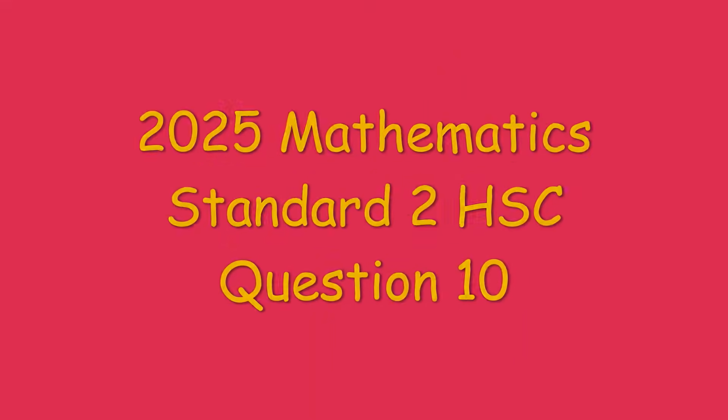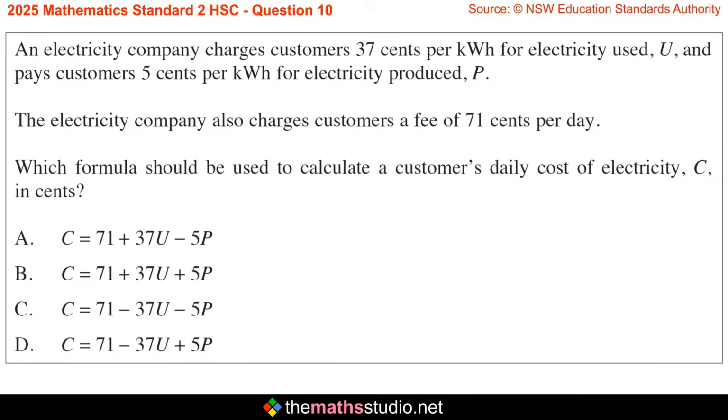Question 10. An electricity company charges customers 37 cents per kilowatt hour for electricity used, U, and pays customers 5 cents per kilowatt hour for electricity produced, P. The electricity company also charges customers a fee of 71 cents per day. Which formula should be used to calculate a customer's daily cost of electricity, C, in cents?